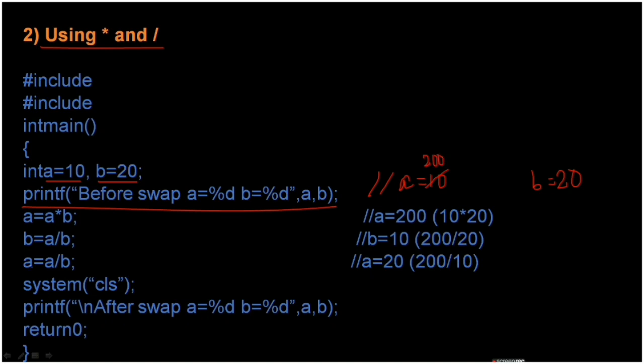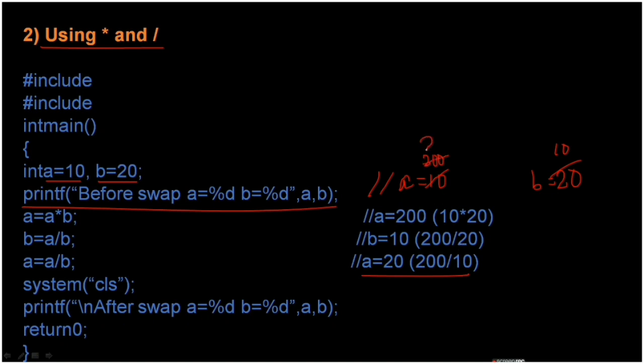Fine. Now B is equal to A divided by B. So A is 200, and 200 divided by 20 is equal to 10. So now B contains the value 10. Now again A is equal to A divided by B. So now A is 200 and B is 10. So 200 divided by 10 is equal to 20. So now A contains 20.